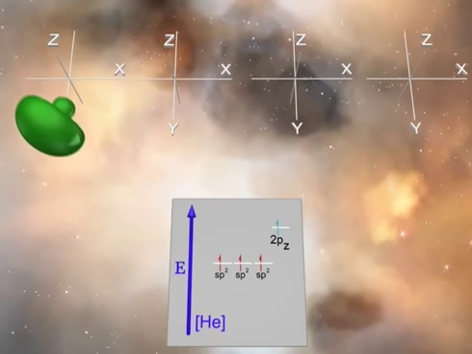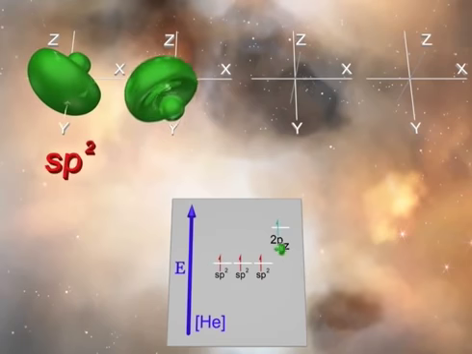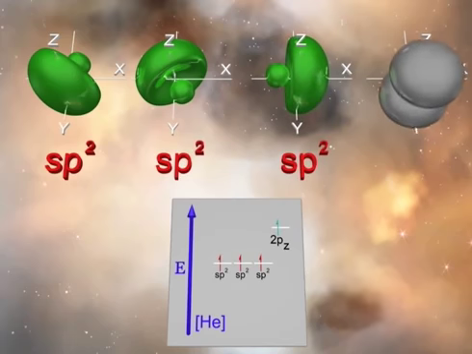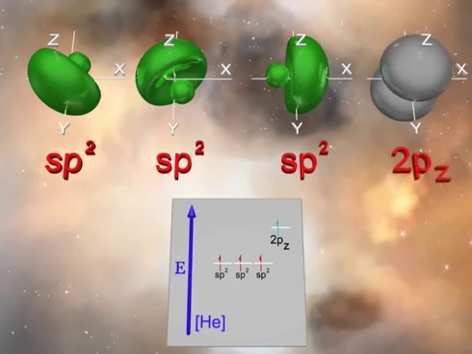As with all orbitals, think of these hybrid orbitals as 3-dimensional shapes where you can find the electron 90% of the time. The sp2 hybridized carbon now possesses 3 electrons in hybrid orbitals and 1 electron in an unhybridized 2pz orbital.